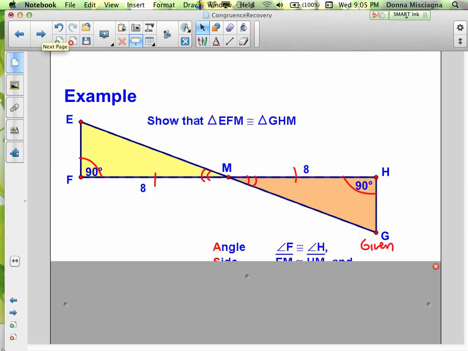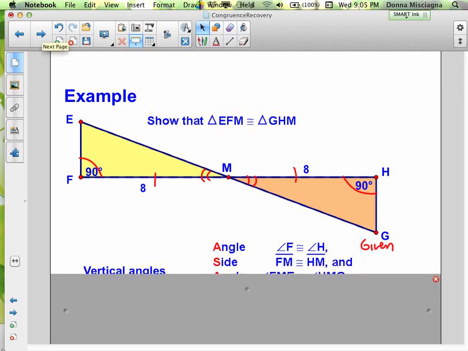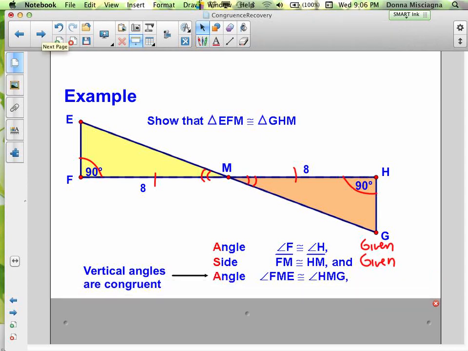We were given that they're both 90 degrees. Right? FM is congruent to HM, also a given. We were given that they were both 8. And then we had to figure out that angle FME is congruent to angle HMG because those are vertical angles, and we know vertical angles are always congruent.